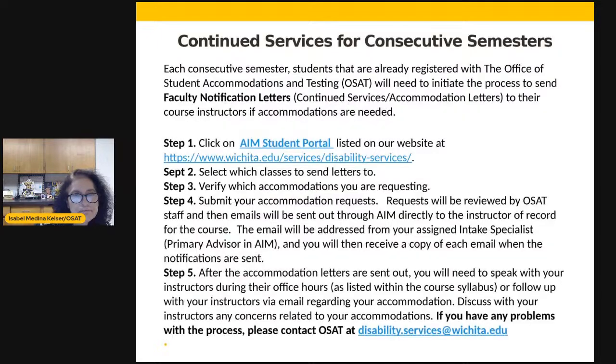Next screen, please. If the student wants continued services for the next semester, the student must go back into the AIM student portal, again on our website, and select which classes they want their letters sent to. They don't need to provide new documentation unless their disability has changed, gotten worse, or they have a new diagnosis. It's not uncommon for students to have up to 8 different diagnoses.